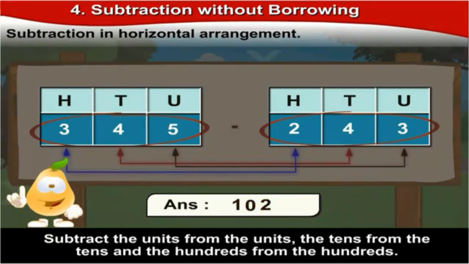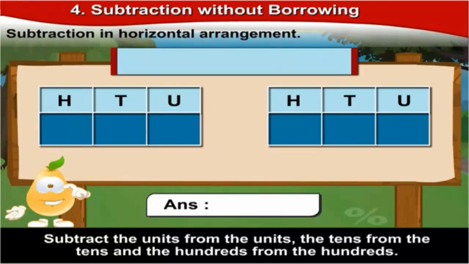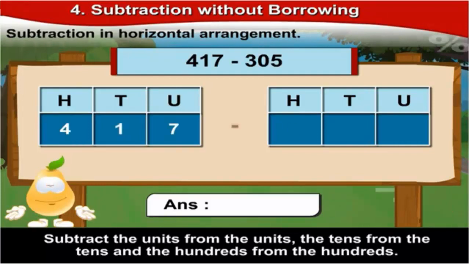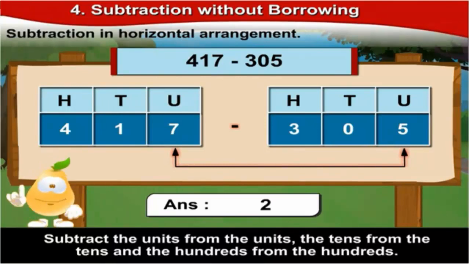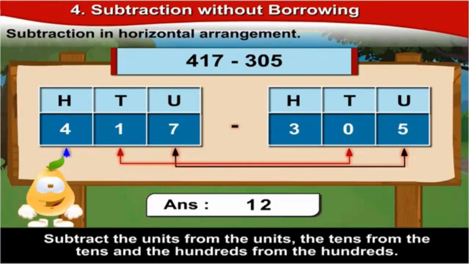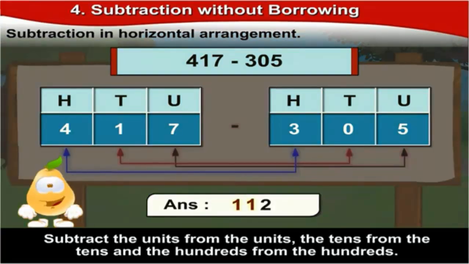Subtract in horizontal arrangement. I've already explained the procedure. So now we'll try and solve some examples. 417 minus 305. Well, first we'll see the units. 7 units minus 5 units is 2 units. The tens, 1 ten minus 0 tens is 1 ten. In hundreds, 4 hundreds minus 3 hundreds is 1 hundred. So we have 1 hundred, 1 ten, 2 units, that is 112.